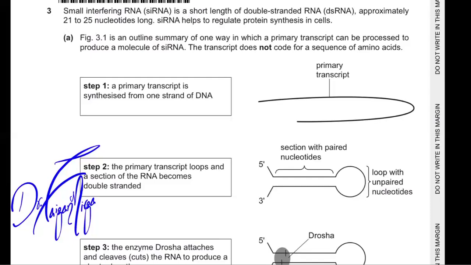Figure 3.1 is an outline summary of one of the ways in which the primary transcript can be processed to produce a molecule of siRNA. So this siRNA actually comes from the primary transcript only. The transcript does not code for the amino acids. So this transcript gets made using a template DNA, and the primary transcript turns in a way that it becomes siRNA rather than messenger RNA, because it's not going to code for any protein synthesis.